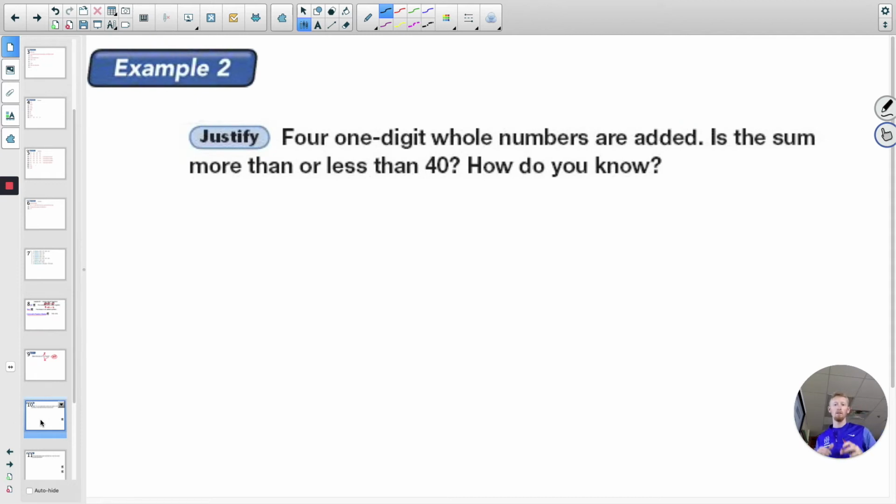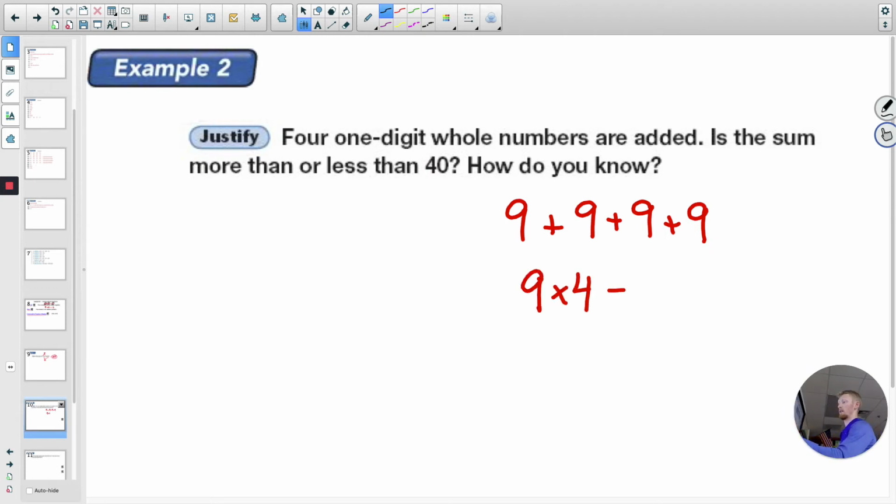All right. 4 one-digit whole numbers are added. The sum is more or less than 40. How do you know? Well, if it's 4 one-digit whole numbers, the biggest one-digit whole number is 9. So if I add 9 plus 9 plus 9 plus 9, or the same as 9 times 4, I get 36. And so is the sum more than or less than 40? The sum would be less than 40. How do I know? Because the largest one-digit number is 9, and if I add those up 4 times, it's still less than 40. So that means every other combination of 4 one-digit numbers would be less than 40.